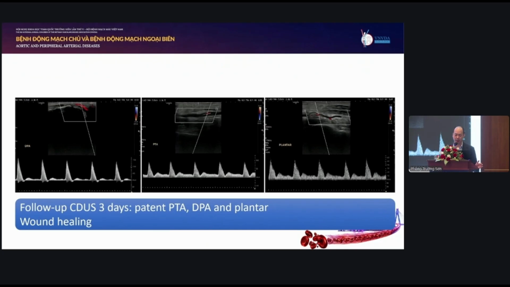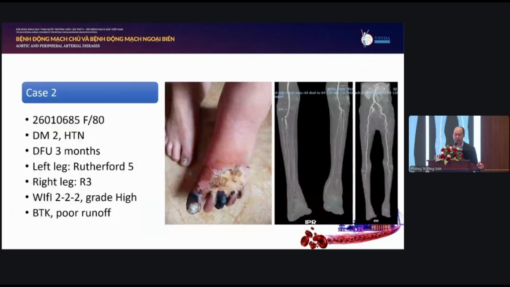There's another case with a severe DFU in an 80-year-old female patient with a long history of diabetes and hypertension. She developed this foot 3 months ago but left it untreated. For the WIfI classification, it's a high grade, with a 2, and on the CT scan we can see very poor runoff, with the most affected artery being the BTK.